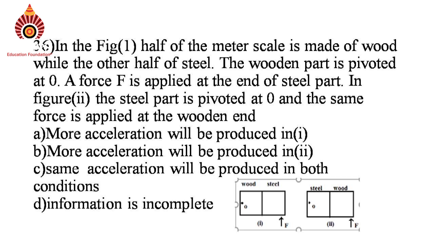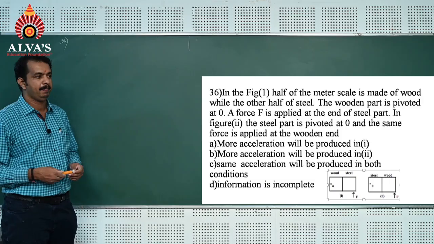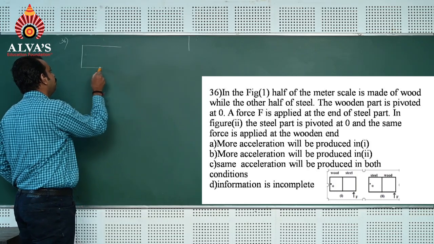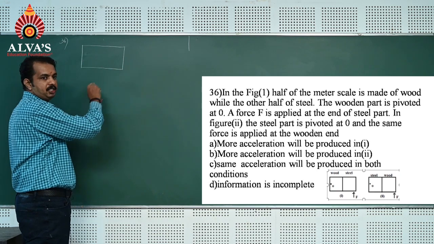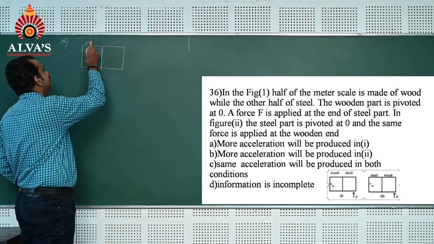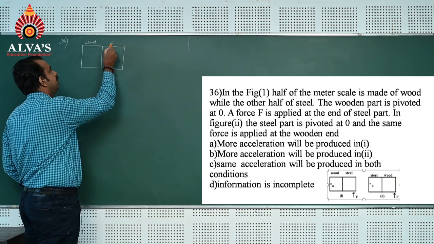In the figure, half of the meter scale is made up of wood while the other half is steel. The wooden part is pivoted at O. A force F is applied at the end of the steel part. In figure 2, the steel part is pivoted at O and the same force is applied at the wooden end. We can just draw the diagram to discuss more about this question. First part is the wooden part. Second part is steel.